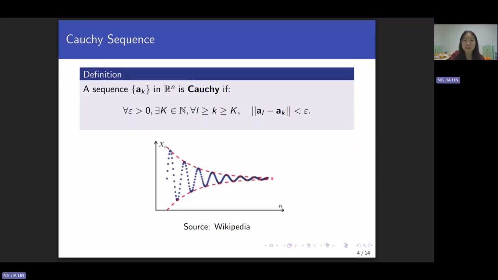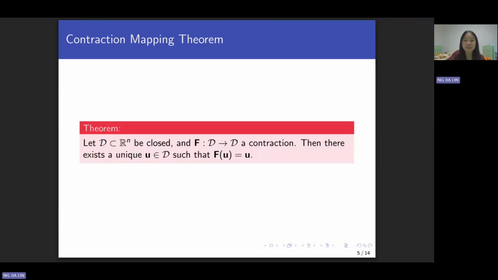Next, we will use the Cauchy sequence in our proof later, where a Cauchy sequence basically means that the points in a sequence become closer to each other until their distance is less than epsilon. Now let us look at the contraction mapping theorem. The theorem states that we let the domain D in R^n be closed, and the function f from D to D be a contraction, which is the definition we stated just now.